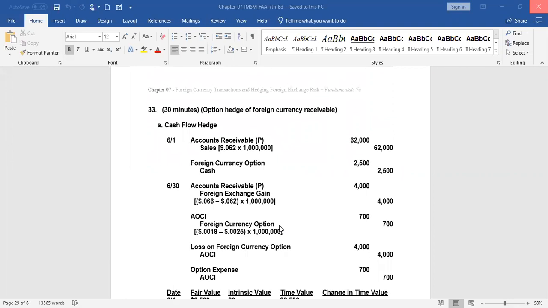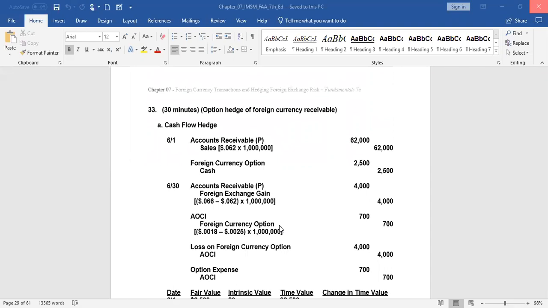When you are using the foreign currency option as a cash flow hedge, the first thing you'll do is debit accounts receivable in terms of US dollars. So 1 million pesos on June 1st, when the sale occurs, will convert to 62,000 US dollars. So 0.062 per peso. Credit sales for the same amount.